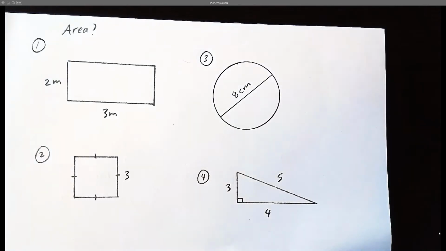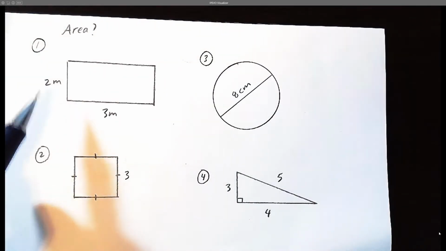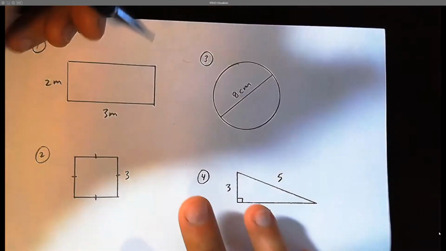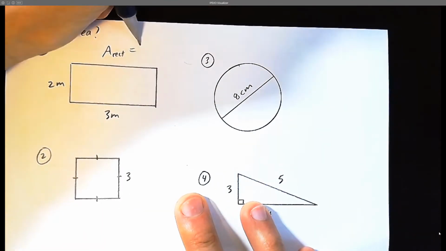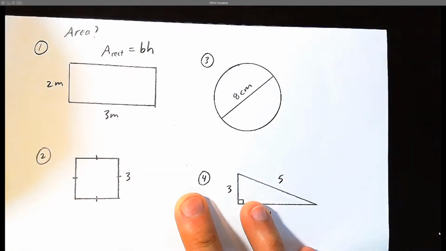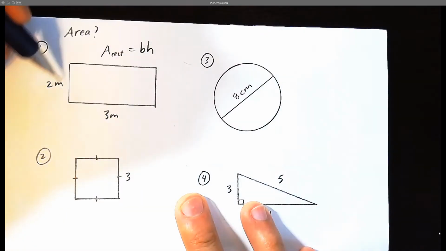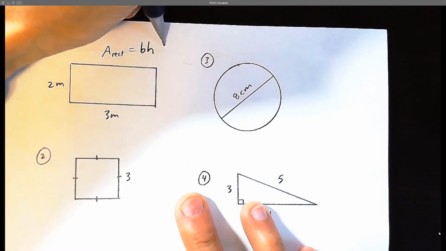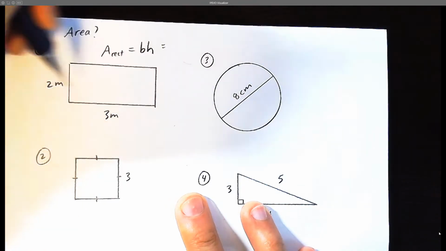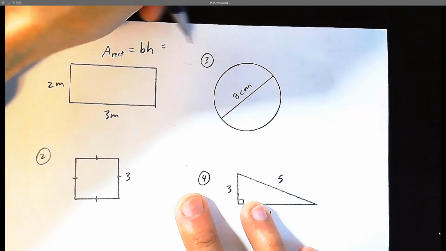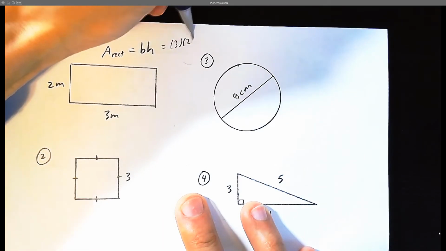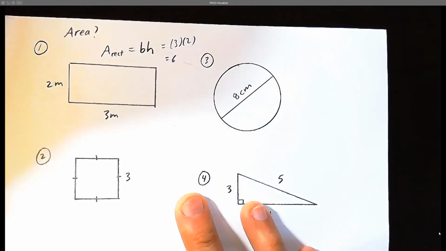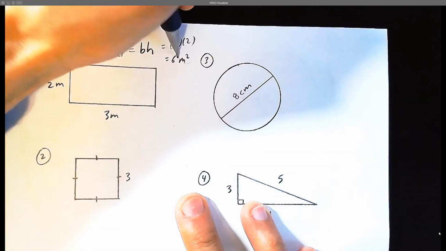Let's find the area of a rectangle. We're going to multiply the base times the height. So the area of a rectangle is equal to base times height. The base here is 3, the height here is 2. So the area is going to be 3 times 2 meters, which is going to be 3 times 2, it's going to be 6 meters squared.